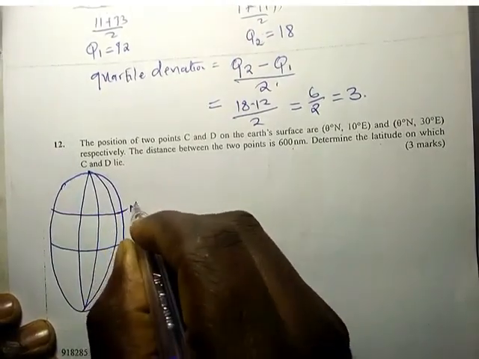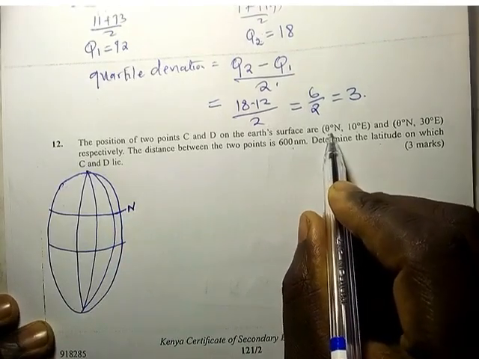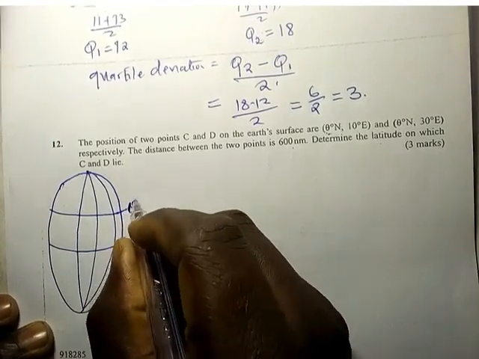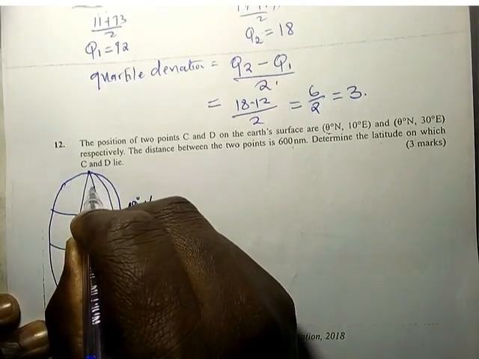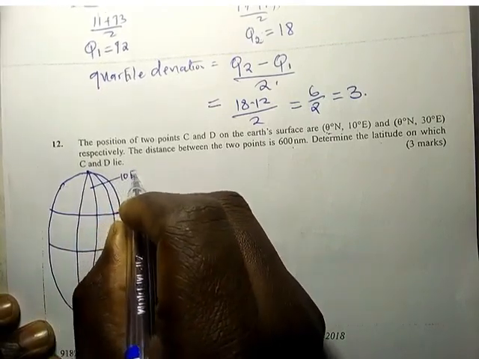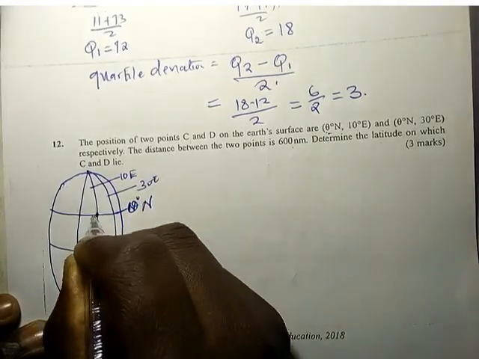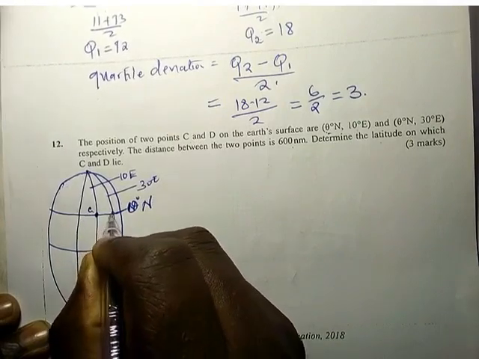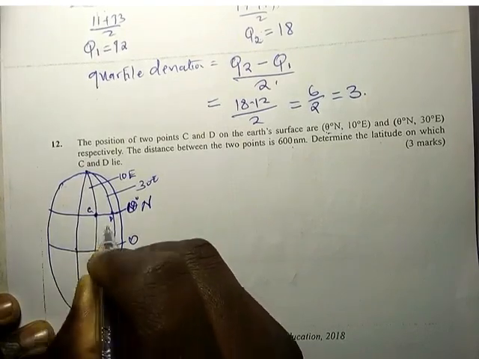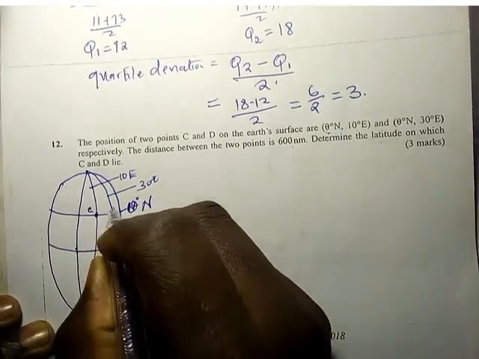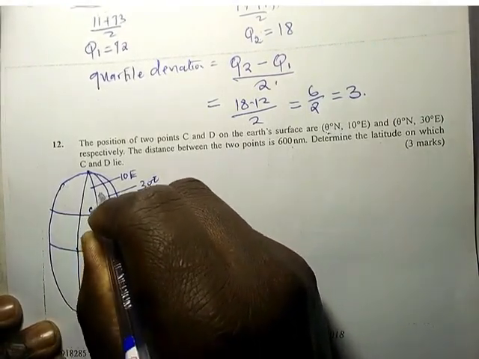So theta degrees north. And then this one is 10 east, this one is 30 east. So C is here, D is here. Remember, this is the equator and this is the Greenwich meridian. So these are the points. So it means this one is on the small circle.